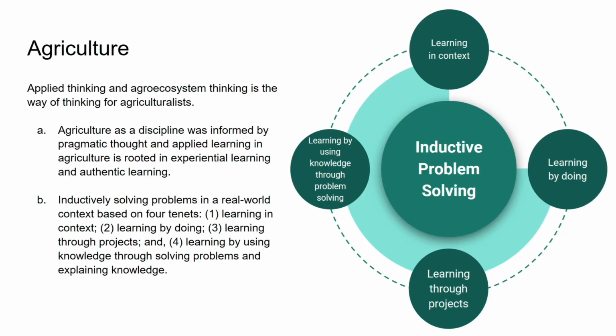So now let's transition to agriculture, or food and natural resources. In agriculture, there are two ways of thinking. One is applied, and the other is agroecosystem thinking. You'll see that it typically is done through inductive problem solving. Agriculture as a discipline is very much informed by pragmatic thought, and it's about solving problems in the real world. You do that through experiential learning and authentic learning.